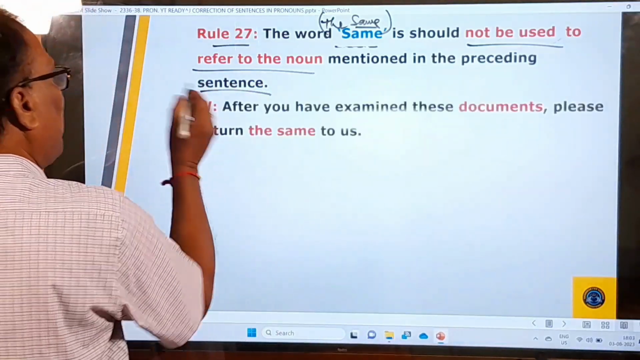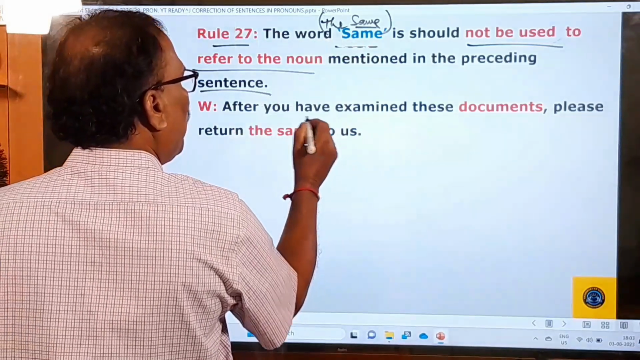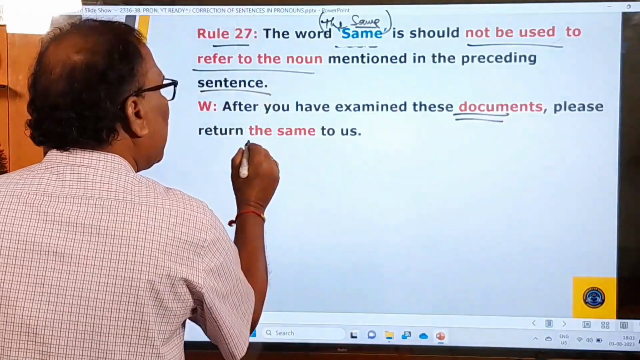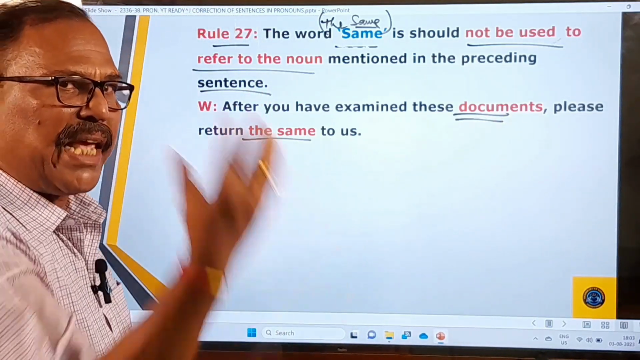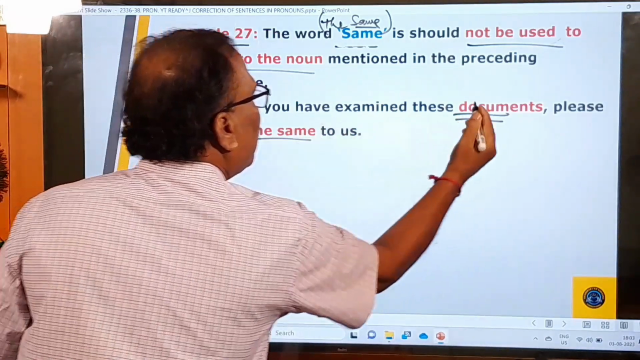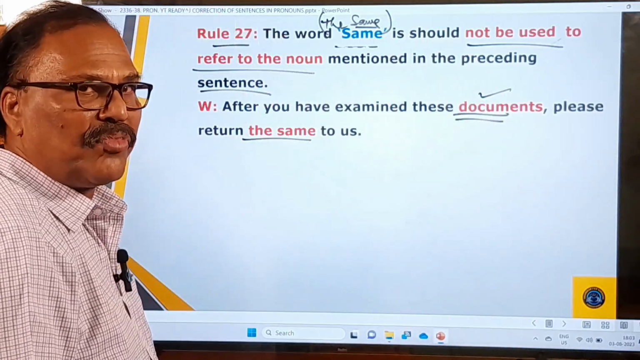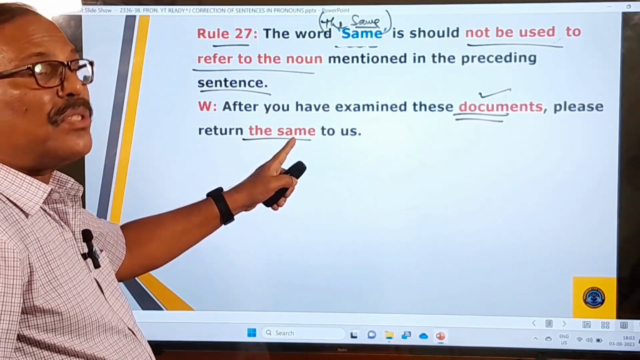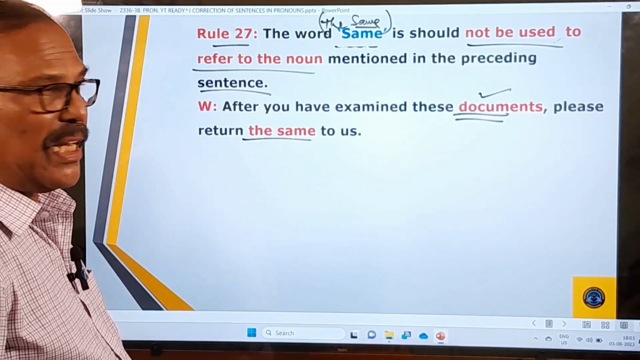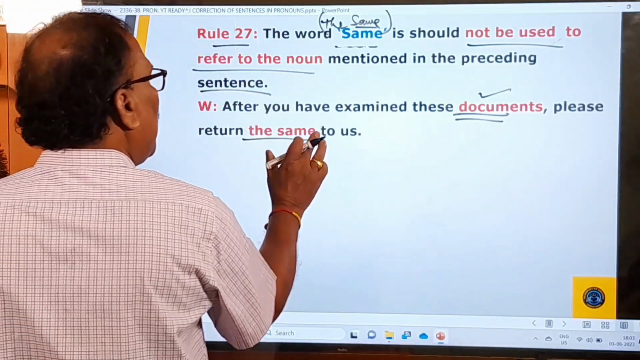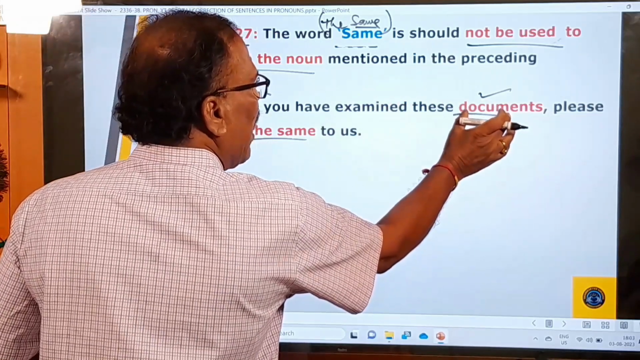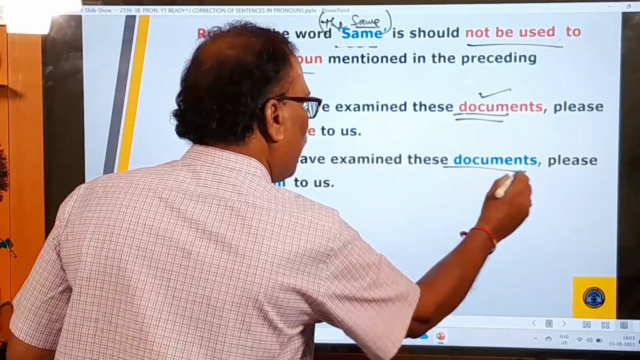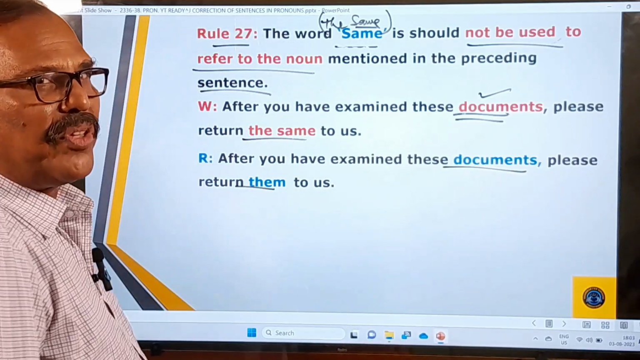How? Let us see that. Some people use this: "After you have examined this document, please return the same to us." "Return the same" means here you are using "the same" instead of the noun "documents." So that should be avoided. You should not say that, because "the same" cannot be used as a pronoun for nouns. What should it be? After you have examined those documents, please return them. You have to say "return them."